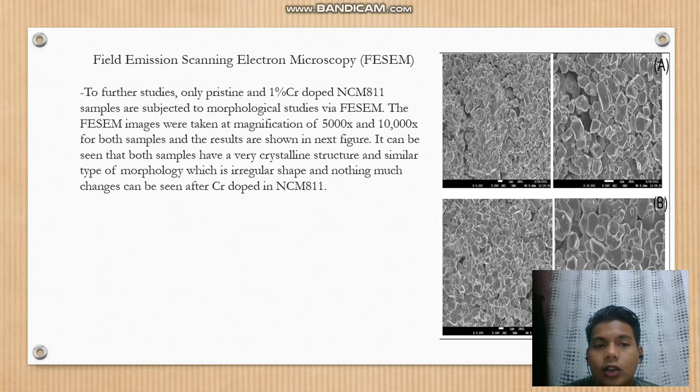The FESEM images were taken at magnifications of 5,000 times and 10,000 times for both samples, and the results are shown in the next figure. It can be seen that both samples have a very crystalline structure and similar type of morphology, which is regular shape, and nothing much change can be seen after chromium dope in NCM811.